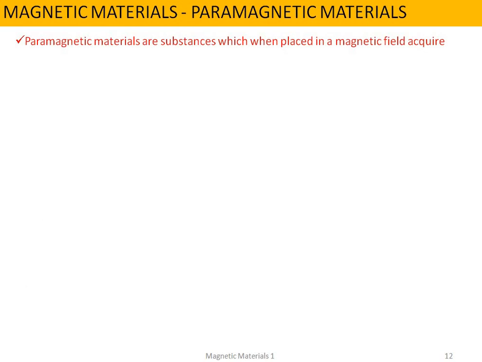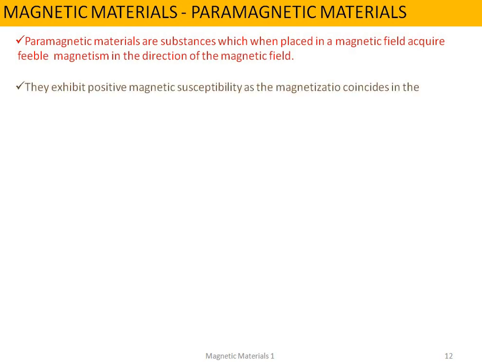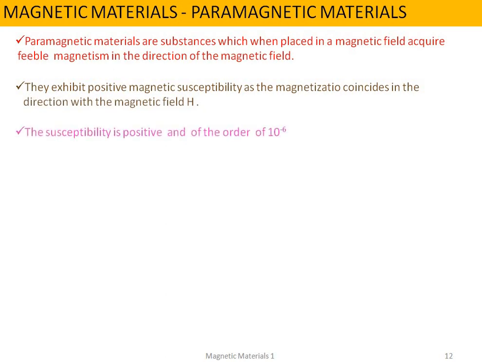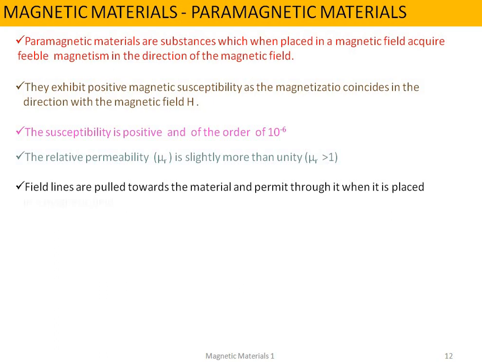But as they are along the direction, even though they are feebly magnetized, that is very less magnetized, they are along the direction of the applied magnetic field, and hence their magnetic susceptibility, of course, is very less, but it is positive. And it is also of the order of 10 to the power of minus 6, and the relative permeability is greater than 1. So field lines are pulled towards the material and permeate through it when it is placed in a magnetic field. They are strongly dependent on temperature, whereas diamagnetic materials are completely independent of temperature.